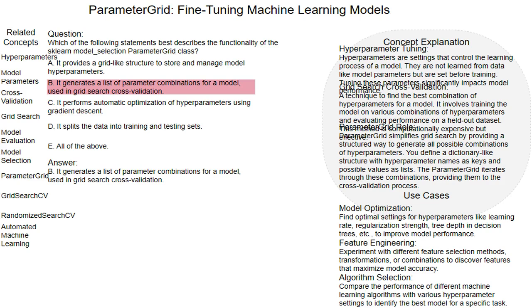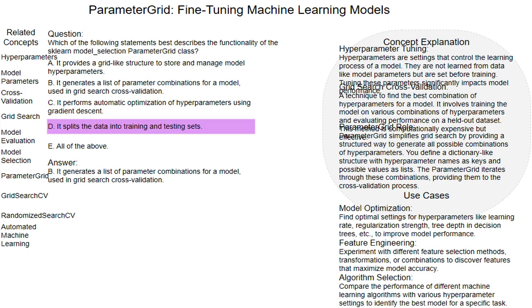It generates a list of parameter combinations, which are then used by GridSearchCV to systematically try out different hyperparameter settings. C, during cross-validation, it performs automatic optimization of hyperparameters using gradient descent, is false. ParameterGrid itself doesn't perform optimization. It only generates combinations. Optimization is done by algorithms like GridSearchCV or RandomizedSearchCV, which use gradient descent or other optimization methods internally.